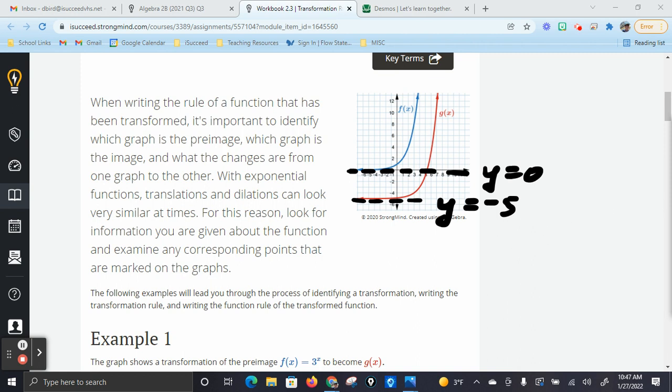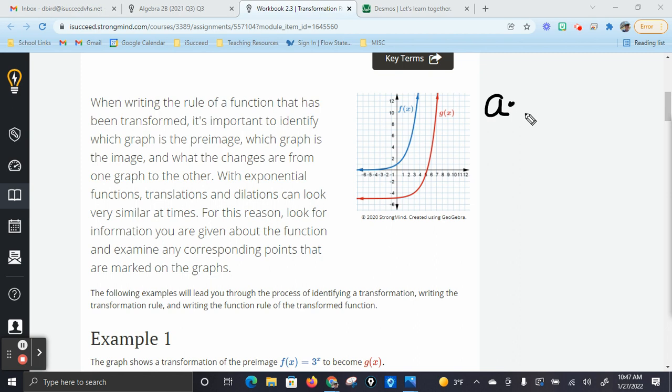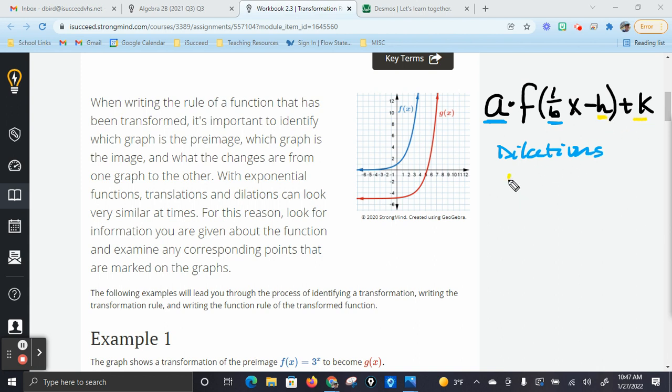Now, before we look into the examples, I also want to take a minute to just remind you about the types of transformations that we can have. I can have a parameter of a that is multiplying outside of the function. I can have the parameter of b that is inside of the function. I can have the parameter of h also inside of the function, and then k. So the a and b values, these are going to be dilations. And then the h and the k, those are going to be translations.